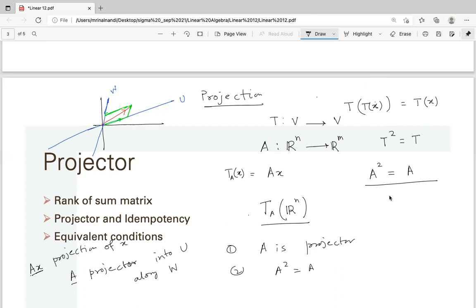One side is very easy. If it is a projector, then it is idempotent. The other side is slightly tough. So how do you prove that if A square equals A, then it is a projector? This is not easy, so you have to actually find some equivalent conditions. The first is, say, A is a projector. This one, 1 implies 2, is easy.